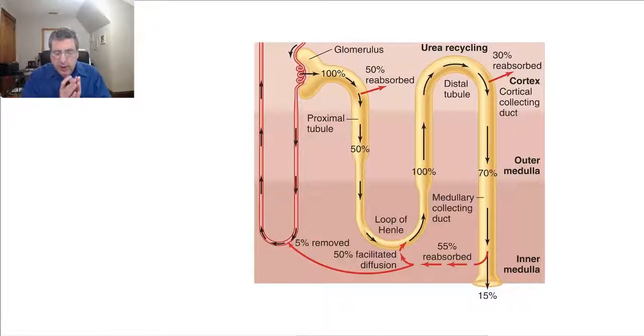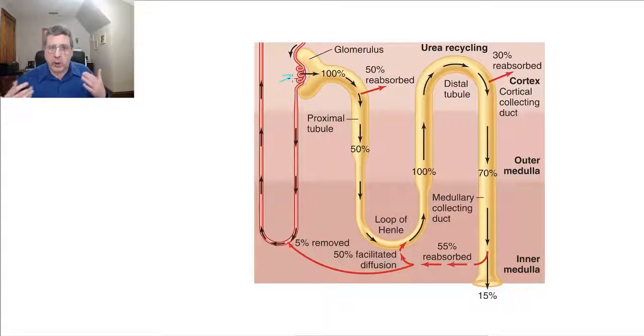When we look at the filtration, starting off with the glomerulus, okay? So if we start at the glomerulus, let me do blue. Blue would be a little bit easier. So here we're at the glomerulus, and urea is filtered out.